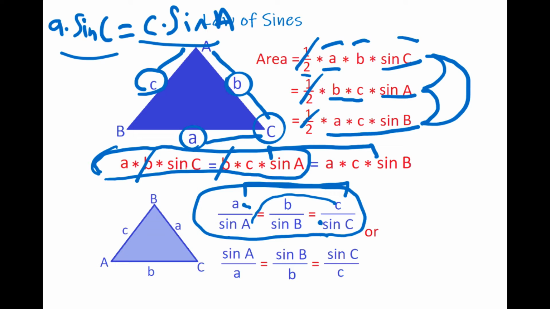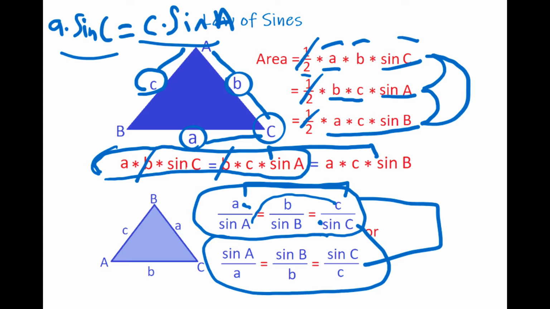These are equal to each other. These are called the law of sines. So basically, these are our formulas in this video. And let's take a look at some examples regarding these formulas.